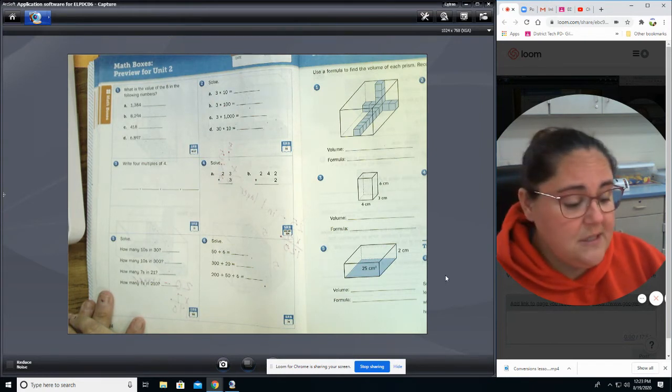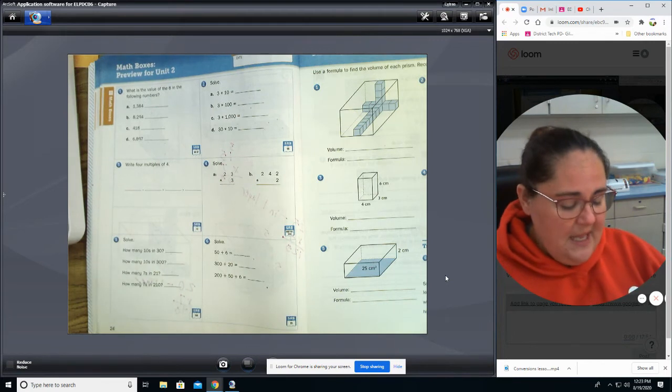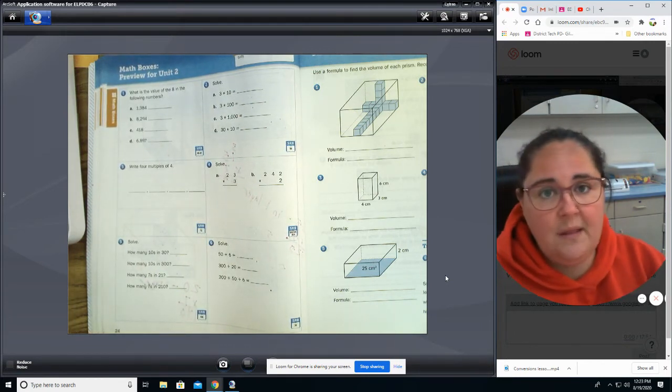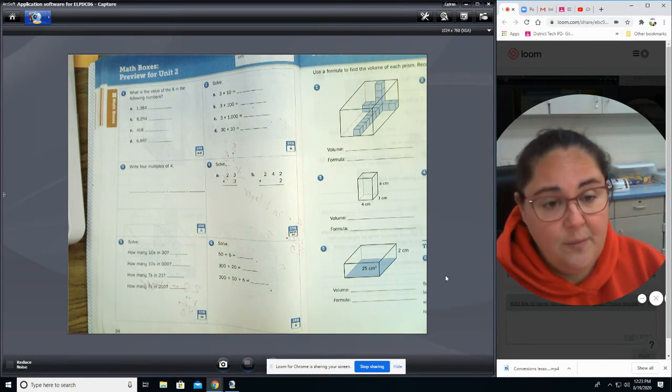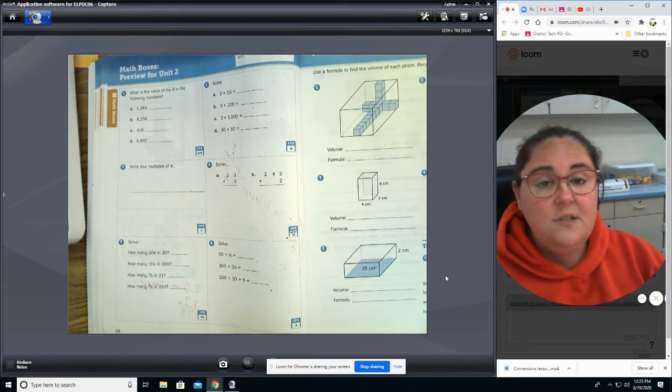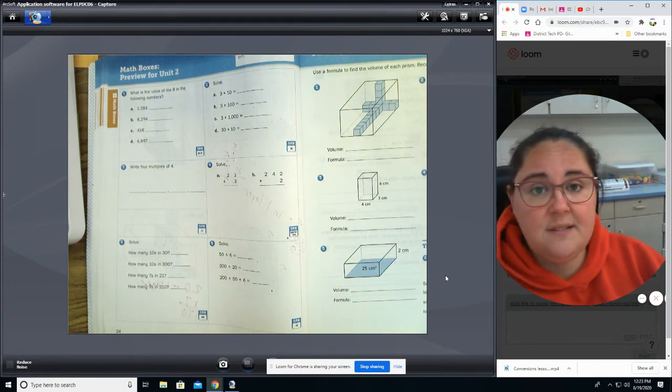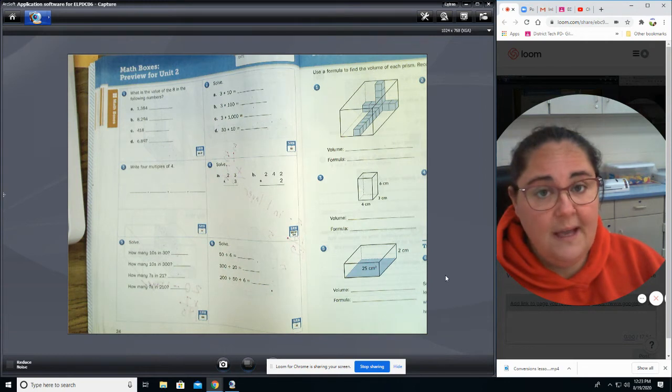So what's going to happen is I'm going to assign this today, and it is going to be as a quiz, but it will not be going in the grade book. It will be going for completion, and I will be taking a score for it for me to look at. So you must complete it, but I will not be putting this in the grade book for you. It's a preview. You haven't learned it yet.